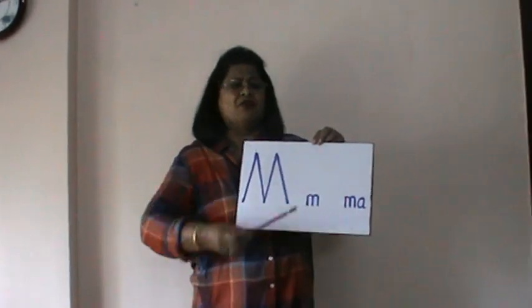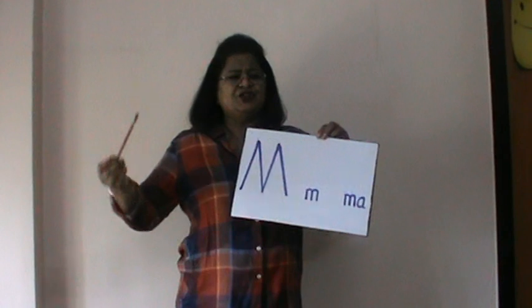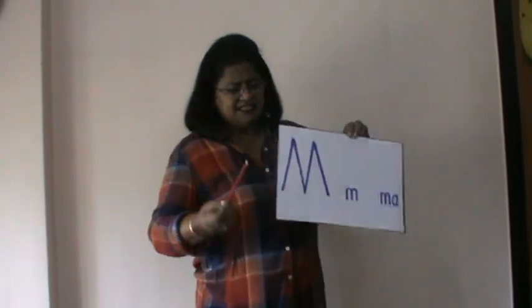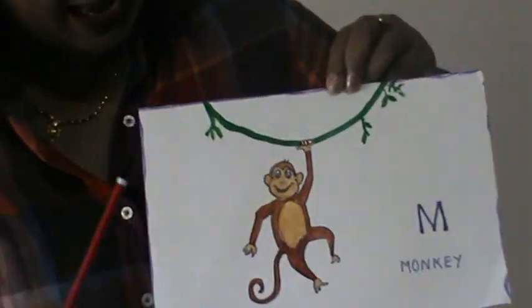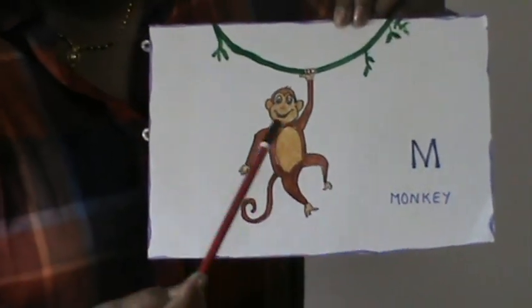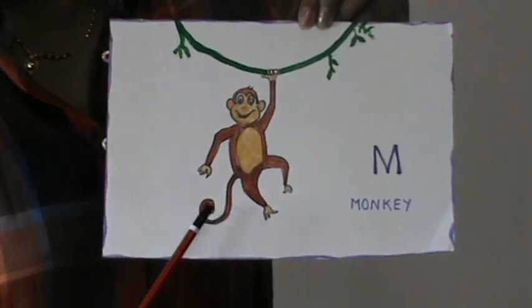What does M stand for? Tell me some things or objects, animals. M stands for what? Okay, M stands for, I'll give one example. M for monkey. M for monkey. That's right. Come on, give me another example.